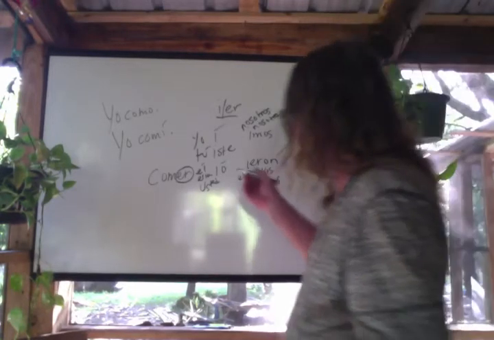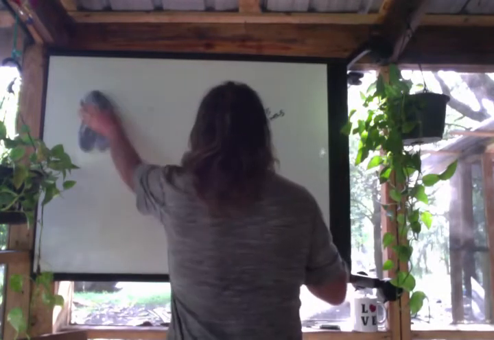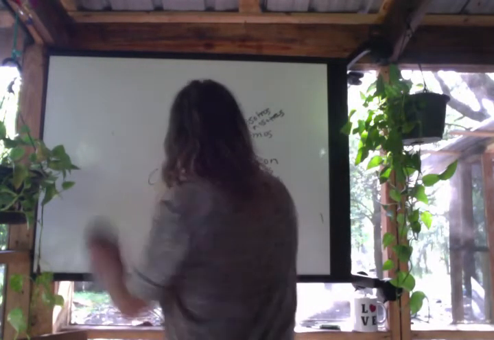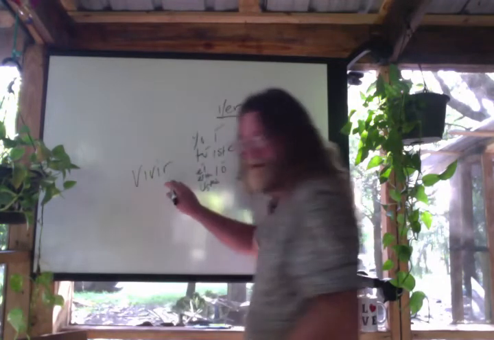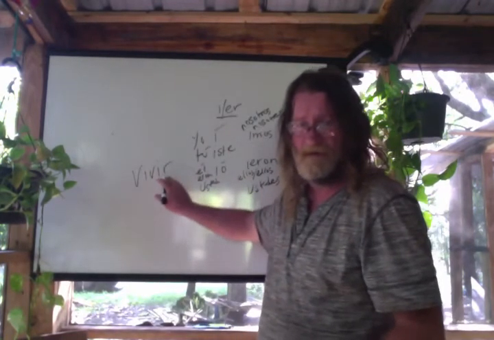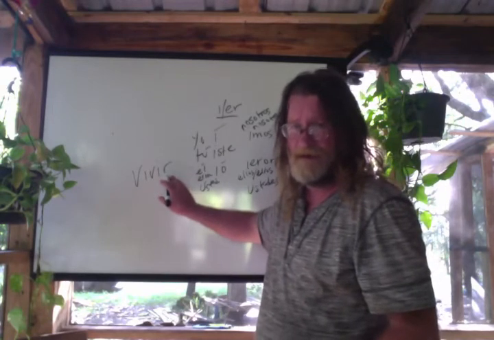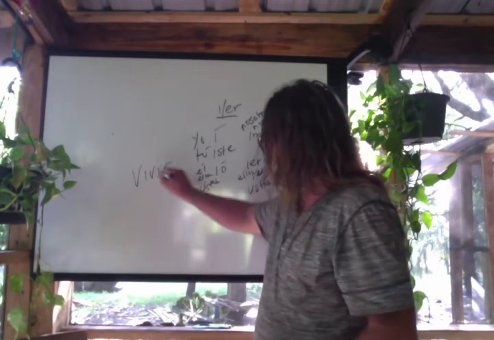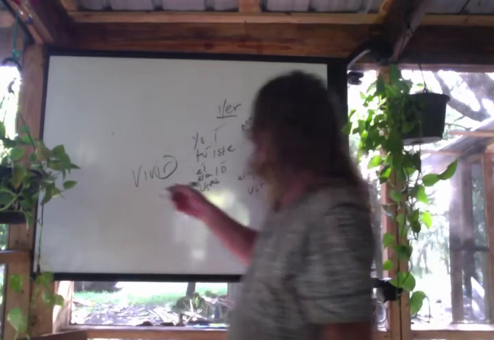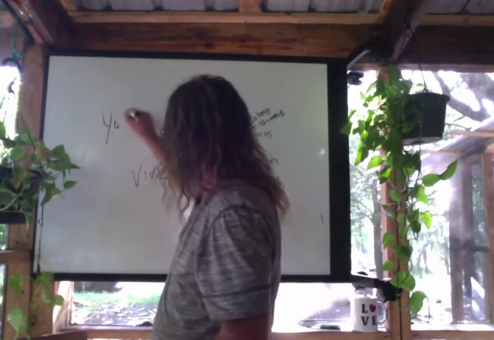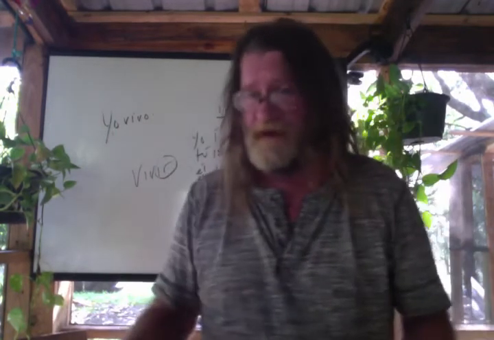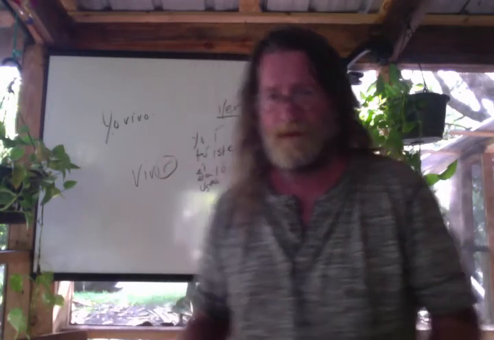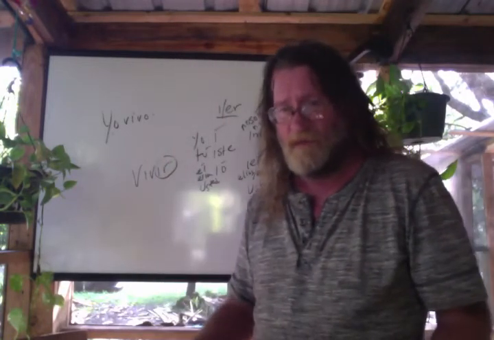So let's say the verb vivir, which means to live, a verb that you've already memorized. You take off that IR. Now in the present tense, it's yo vivo, I live. So yo vivo en Bronson, yo vivo en Chiefland, yo vivo en Ocala. That's present. I live.